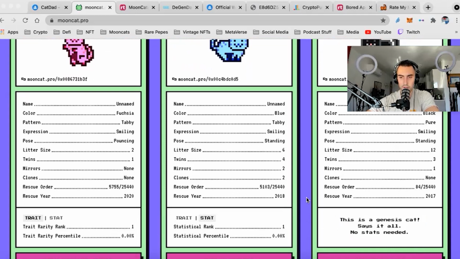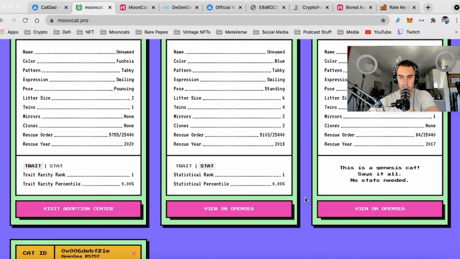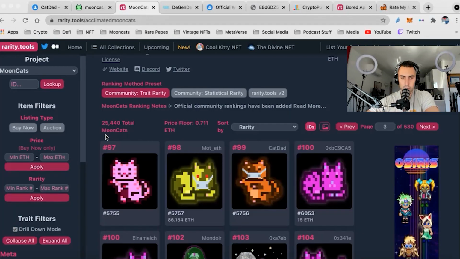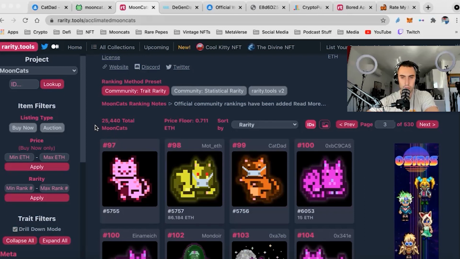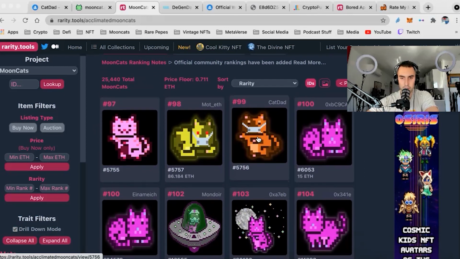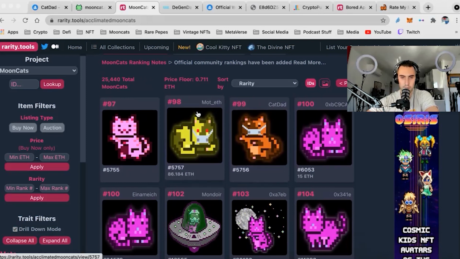Obviously, they would be ranked ahead of every other single cat. So that's all you really need to say. And then when you go over to Rarity Tools, they have a pretty similar idea. As you see, this is my cat. This is 2020. So the three 2020 cats are assigned right there at random.